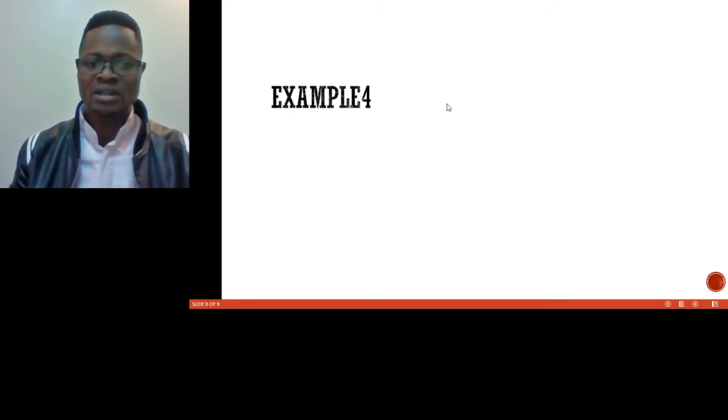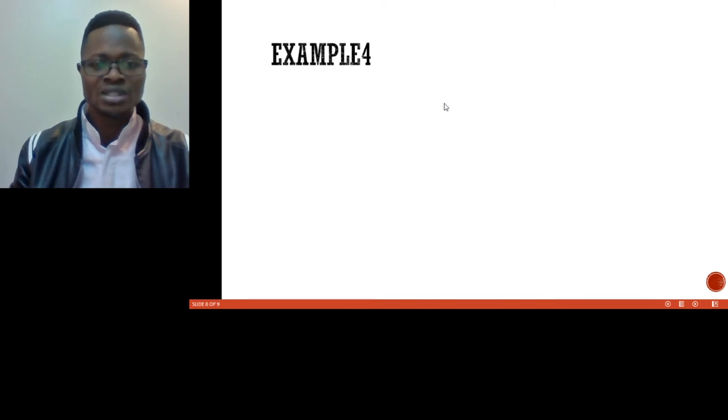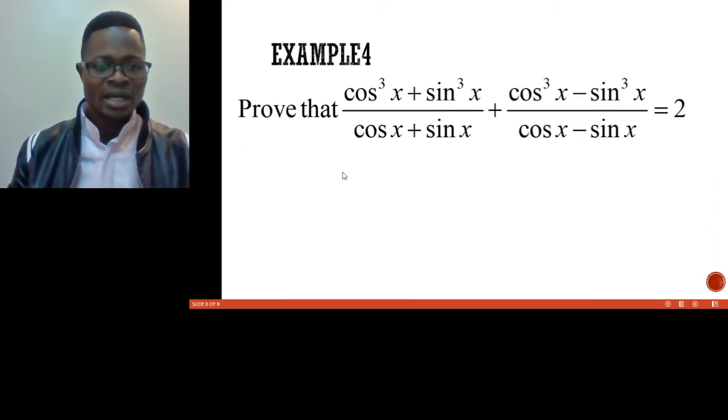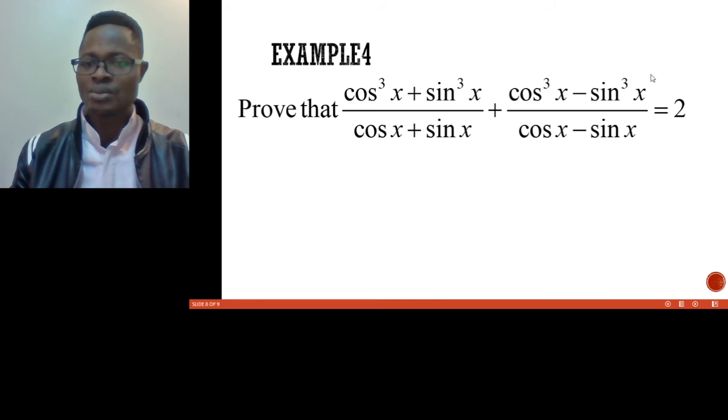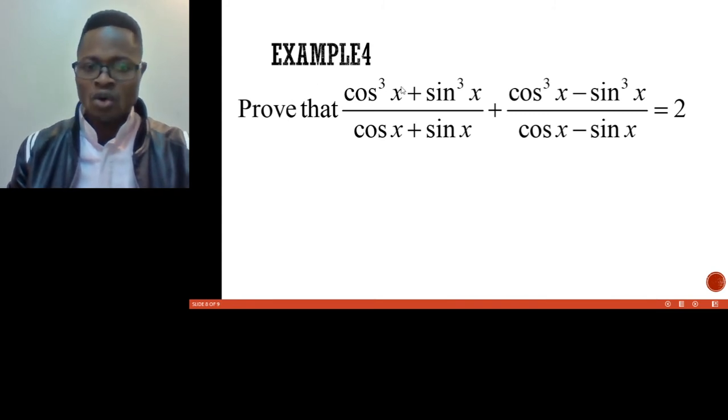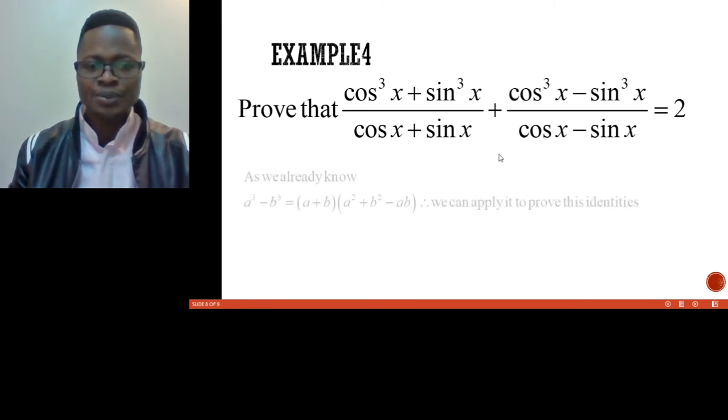Let us consider the final example in this video. We are asked to prove that cos cubed x plus sin cubed x divided by cos x plus sin x, plus cos cubed x minus sin cubed x divided by cos x minus sin x, is equal to 2. So you are to prove that all this here is equal to 2. So what can we do? How can we start to handle this problem?